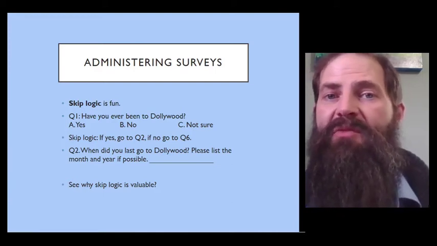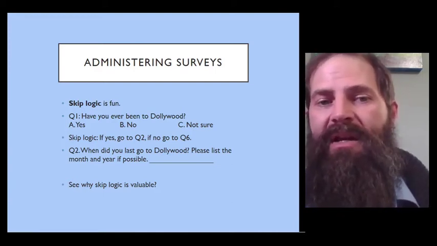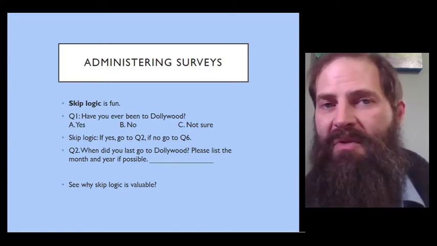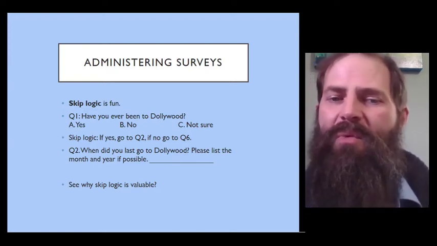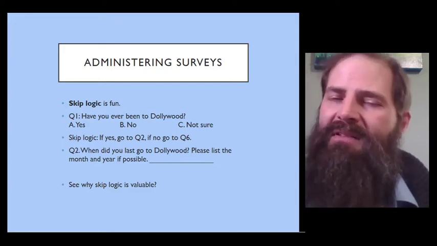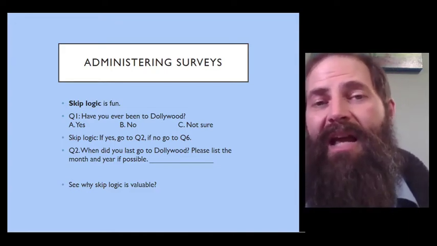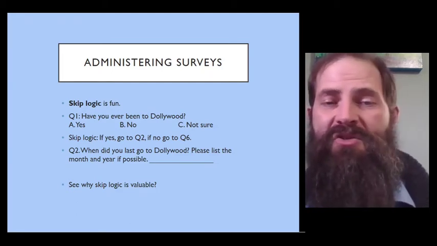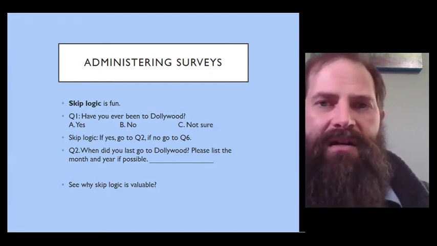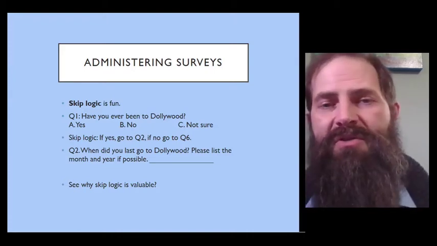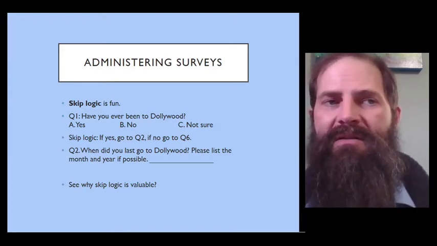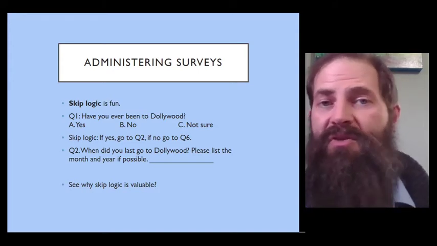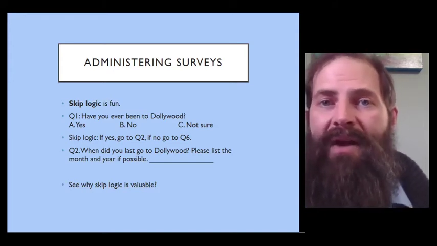Again, I can skip over people that haven't been to Dollywood, and I can still collect data from people who have been to Dollywood. So if you have been to Dollywood, then I can say, great, when did you last go to Dollywood? Please list the month and year. And then I can ask you more questions about that. I could even have skip questions that ask, did you ride roller coasters? Did you ride a specific roller coaster? Did you buy anything in terms of the retail shops there? And I can use those to skip over certain questions that I do or don't want you to ask.